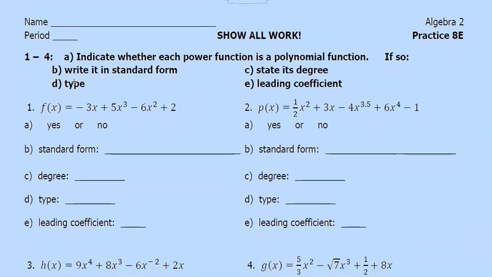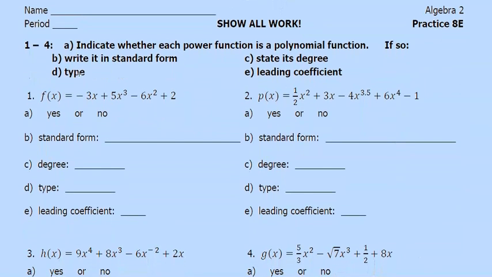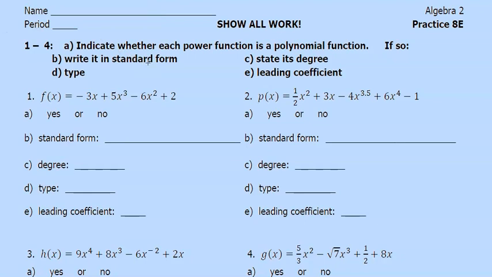Alright, let's look at practice 8E. 1 through 4: indicate whether each power function is a polynomial function. If so, write it in standard form, state its degree, type, and leading coefficient. So if we look at number 1, we have f of x equals negative 3x plus 5x cubed minus 6x squared plus 2. This is a polynomial function because all of the degrees are positive integers.